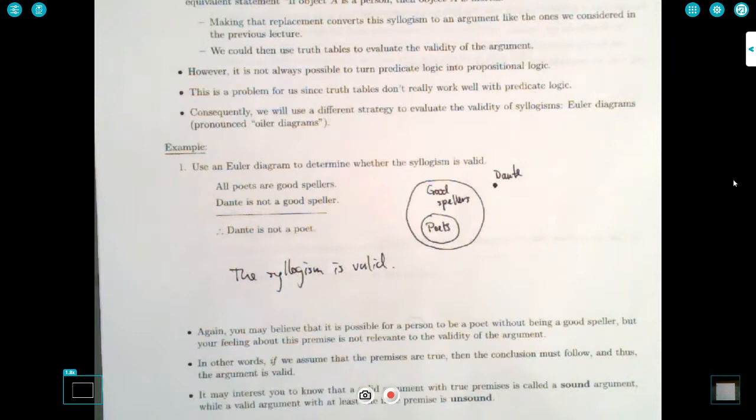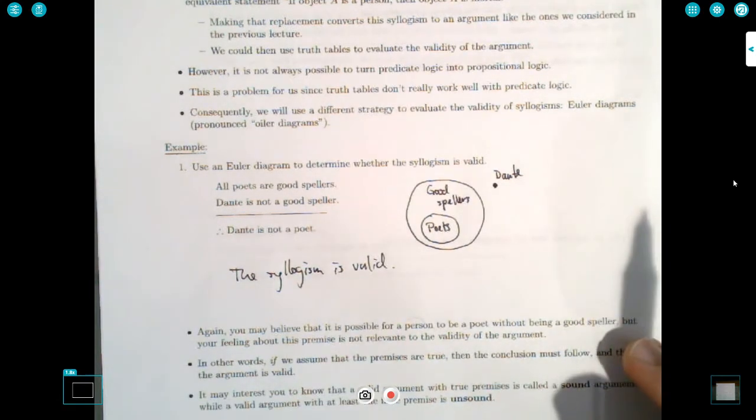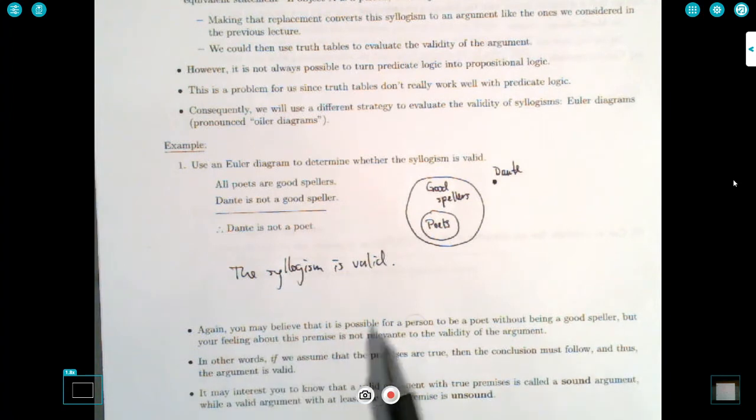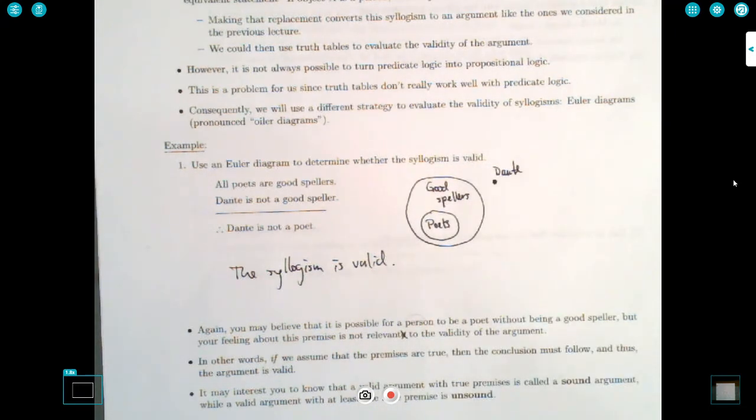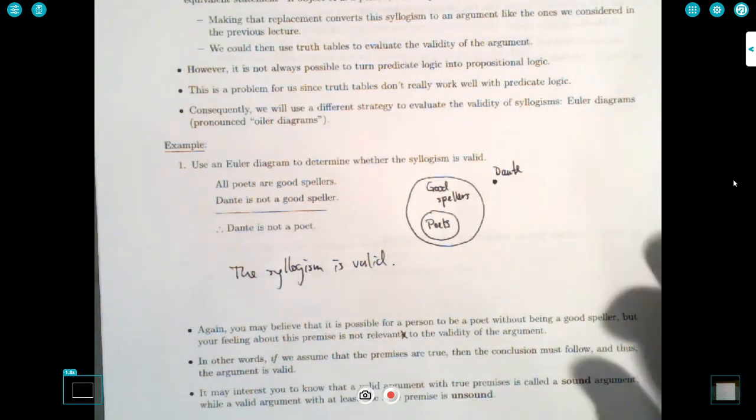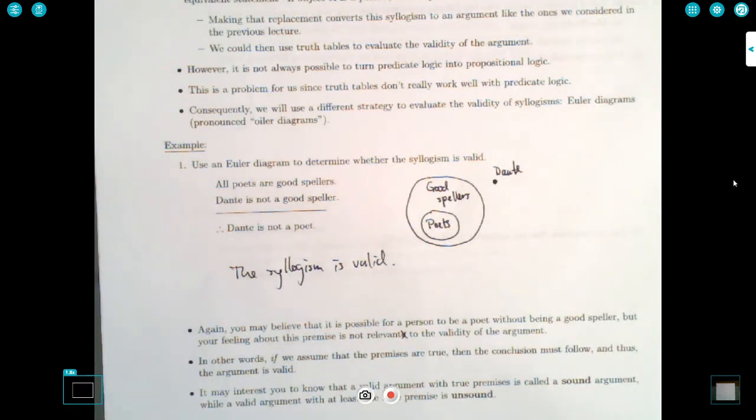Now, a quick word about this, and we saw this in the previous lecture as well. You may believe it's possible for a person to be a poet without being a good speller, but your feeling about this premise is not relevant to the validity of the argument. In other words, the validity of the argument has nothing to do with whether or not the premises are true. It only has to do with: if we assume the premises are true, does the conclusion follow with necessity from the premises? And in this case, it does.